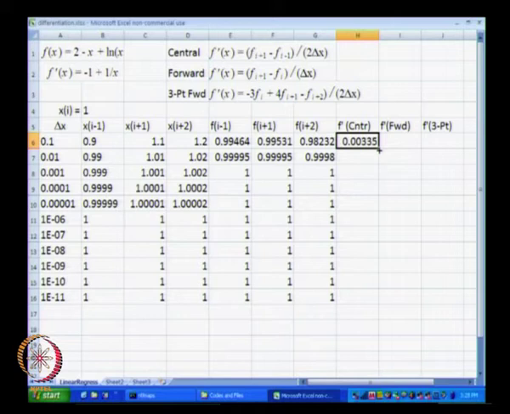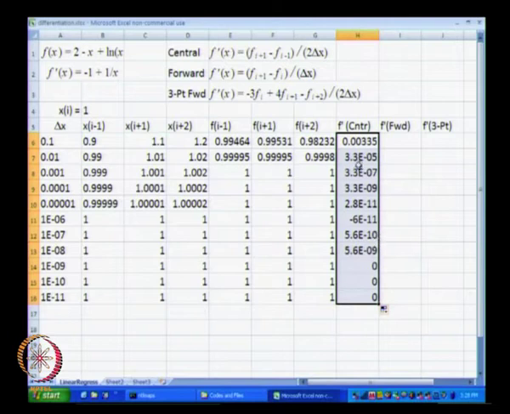Keep in mind that our true f dash is equal to 0. So whatever f dash we get from the numerical value is the actual error also, because anything minus 0 is going to be equal to that particular value itself. I will just drag and drop it below. So we have the f dash using central difference formula is 3e minus 3, 3e minus 5, 3e minus 7, 3e minus 9, again 3e minus 11, so on and so forth.